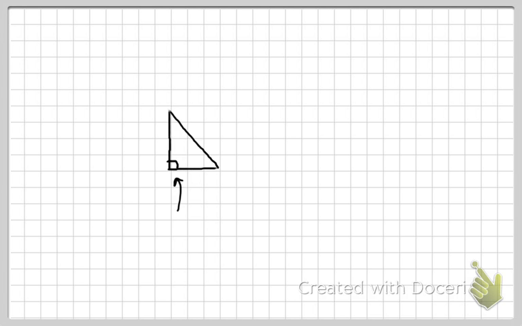You can see that the little box there means that it's a right triangle. That's a right angle, actually, and if it has a right angle, it's a right triangle. So we know that because of the symbol there. All right, let's talk about some of the labeling here.